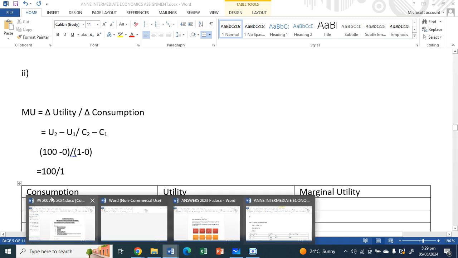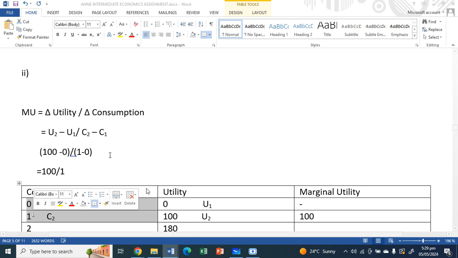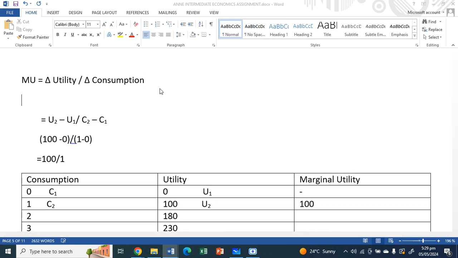Okay. So from 0 units, when we consumed our first unit, the additional satisfaction we got from consuming our first unit is 100 UTUs. Yes. Any questions before I go further? So here we're moving from 0 to 1.